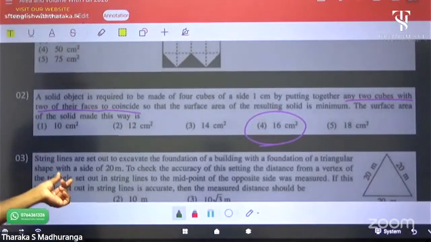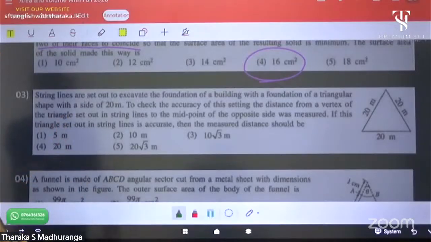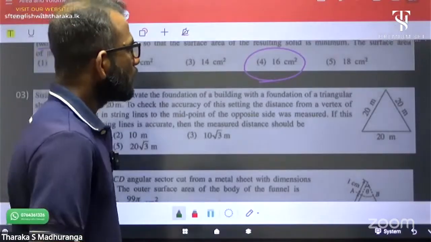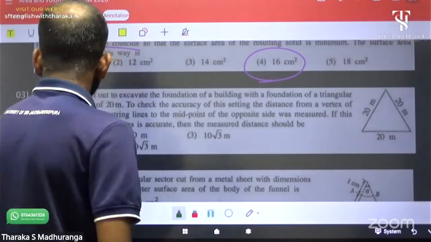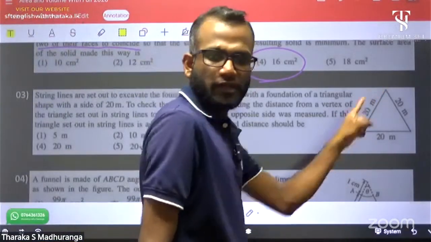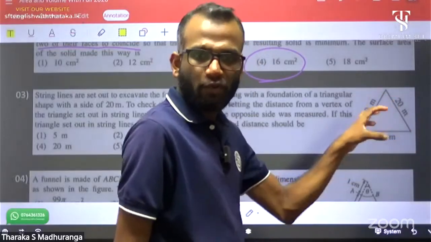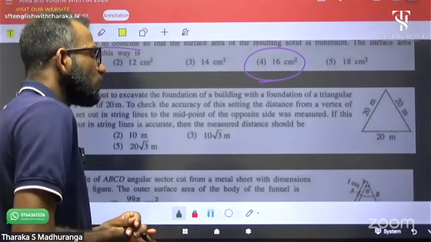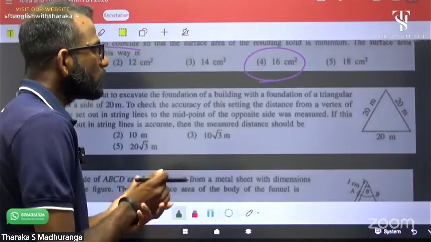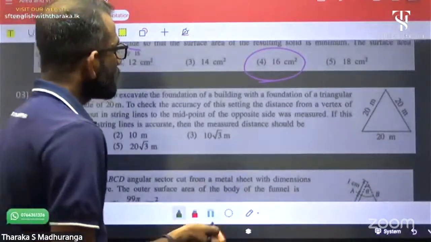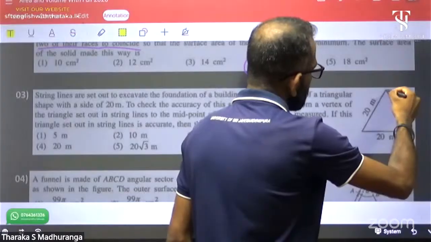Okay. Question number 3. It's a simple one. String lines are set out to excavate the foundation of a building with a triangular shape with a side of 20 meters. Yes, it's an equilateral triangle, each side 20 meters. To check the accuracy of this setting, the distance from a vertex of the triangle to the midpoint of the opposite side was measured.